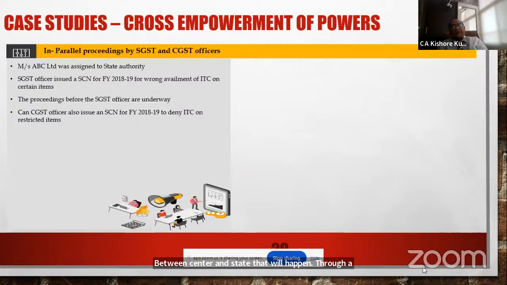So, friends, we have looked at the provisions relating to cross empowerment. Now, let's look at some case studies. Again, I would request each one of you to please come forward and participate through these case studies. Messrs. ABC Limited was assigned to the state authority. So, its administrative control lies with the state government. The SGST officer issued a show cause notice for 1819 for wrong availment of input tax credit. The proceedings were underway. Reply was filed. Can the CGST officer issue a show cause notice for 1819 on a similar matter? Yes or no, friends? No, friends.